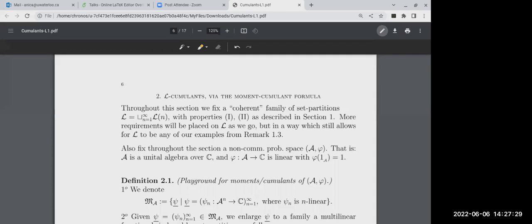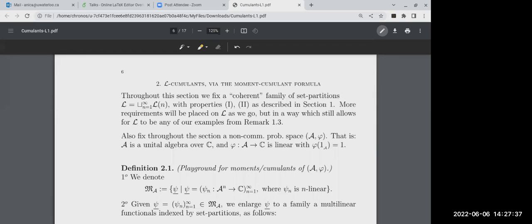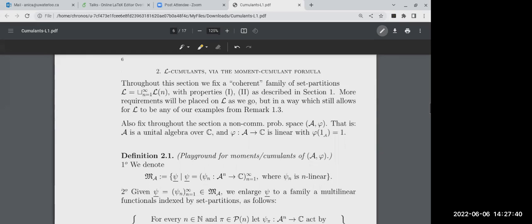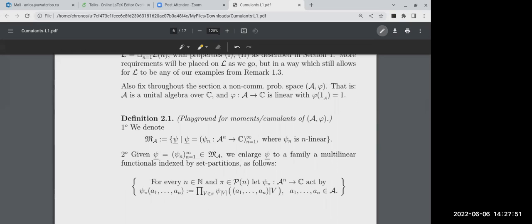And now I'm ready to introduce cumulants. The cumulants get introduced by using the moment-cumulant formula. I'll fix my L of n, which has properties 1 and 2. But then let's also fix a non-commutative probability space, taken in the most algebraic sense: just a unital algebra over the complex field with a normalized linear functional. I don't assume additional structure for what I need here.